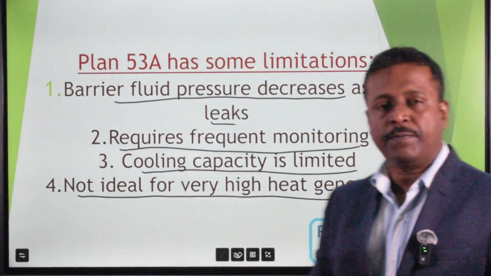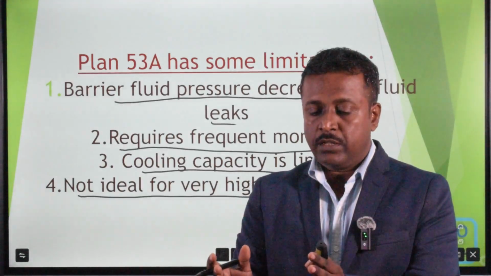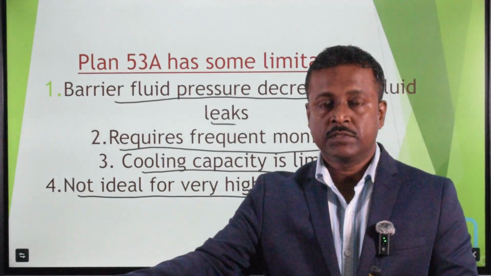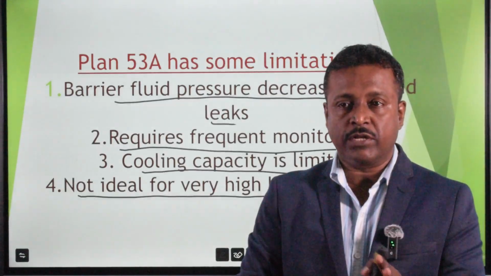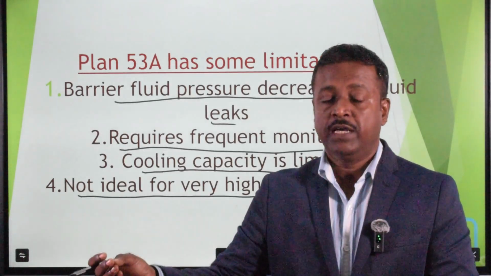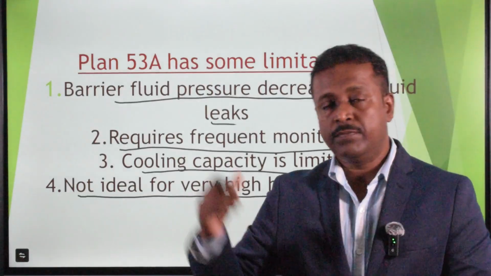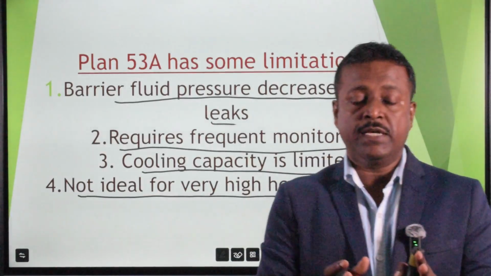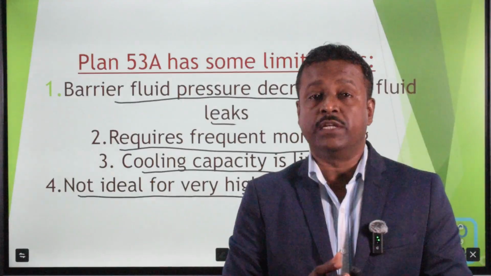Why is 53 preferred over 52? Because in 52 we are not able to maintain the positive flow from the seal pot to the gland plate. Barrier liquid is not there, only buffer liquid is there. So there is a chance of hazardous or toxic liquid coming out from the pump. But there is no chance in the case of 53A. That's why 53A is always preferred for hazardous or toxic liquid.